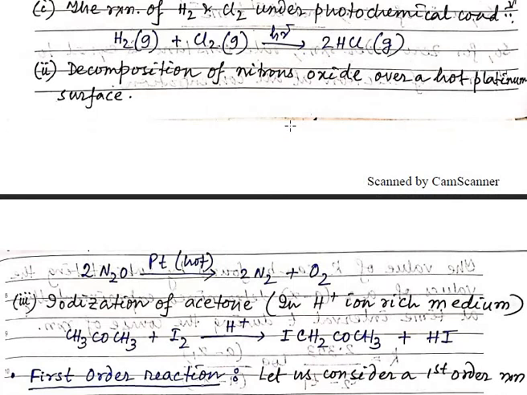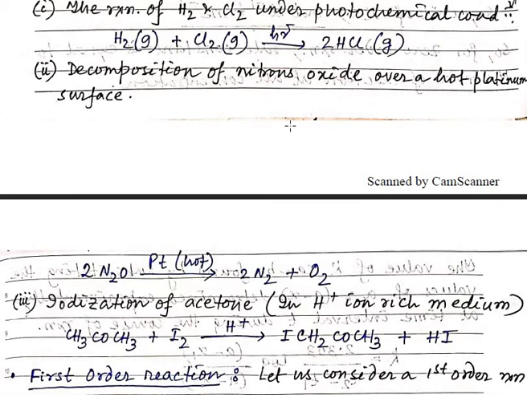Next is the iodination of acetone in an H plus ion rich medium. Acetone, which everybody knows is CH3COCH3, if I add I2 in the presence of H plus, then we will get ICH2COCH3, that is iodoacetone, plus HI.